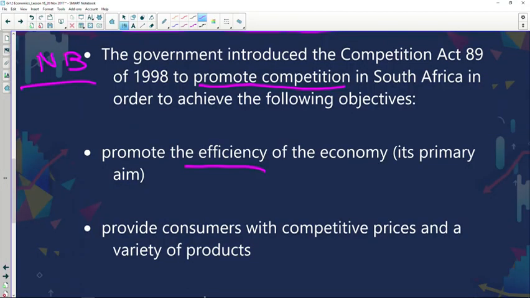And we know that when our GDP goes up, or increases, it means that we are experiencing economic growth. And we know that's the main objective that we have, to grow our economy. Also, to provide consumers with competitive pricing and a variety of products.